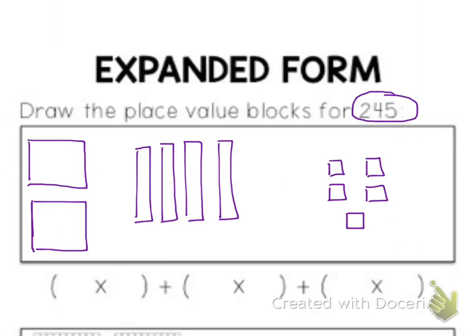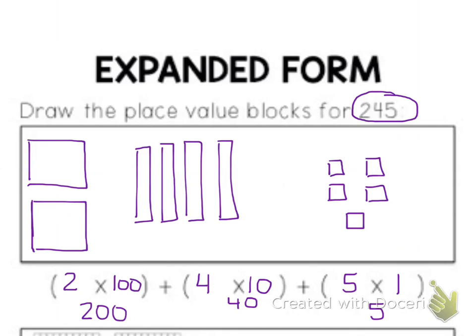So we're going to use multiplication to do this. We have 2 of the hundreds blocks, so 2 groups of 100. So we can say 2 times 100, which we know equals 200. We have 4 of the 10, so 4 groups of 10, or 4 times 10 is 40. And we have 5 of the ones, or 5 times 1, which is 5.